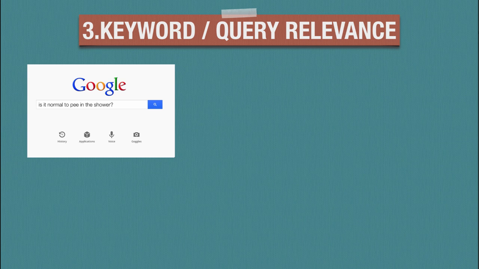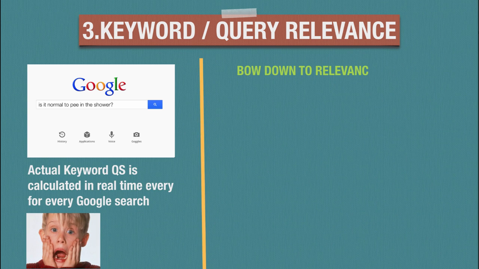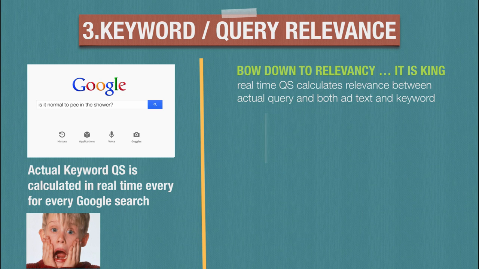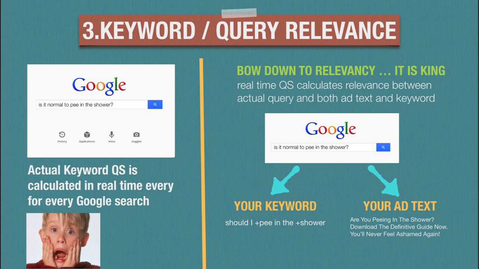Google calculates quality score for your keywords in real time, every single time a search is performed. Not to confuse things unnecessarily, but the quality score you see in your account is not necessarily the actual quality score awarded to your keywords in real time. One of the factors that goes into your real-time quality score is the relevance between the user's query and your keyword that triggered your ad impression.